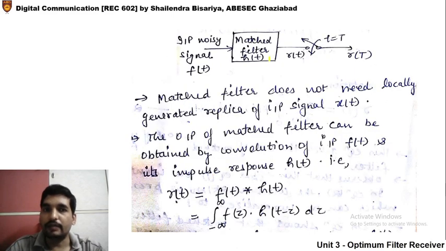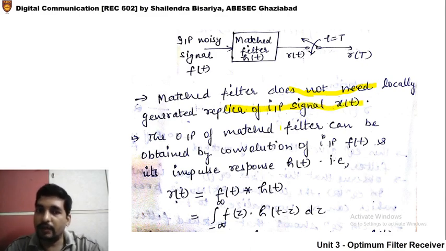Write it first. We know that the matched filter does not need a locally generated replica of the input signal x(t), as we have done in the correlator receiver. The output of the matched filter can be obtained by convolution of the input f(t) and its impulse response h(t). Input f(t) and its impulse response h(t) are convolved to give r(t). So r(t) is nothing but the convolution of f(t) and h(t).